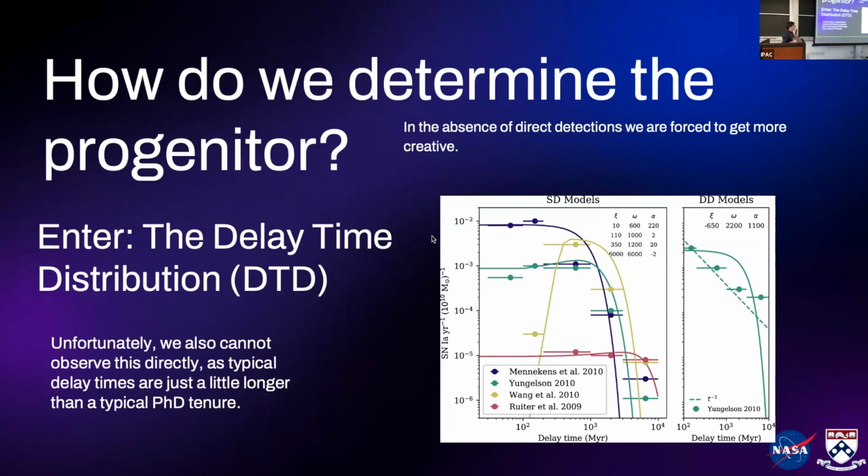So for example, I've taken this plot from Stroger 2020 and plotted a bunch of different singly degenerate models and how long it takes them to explode, and some doubly degenerate models and how long it takes them to explode.